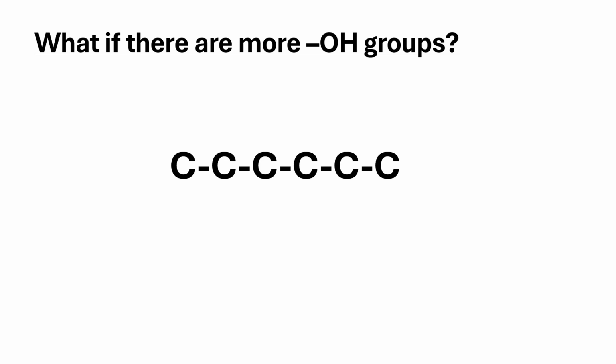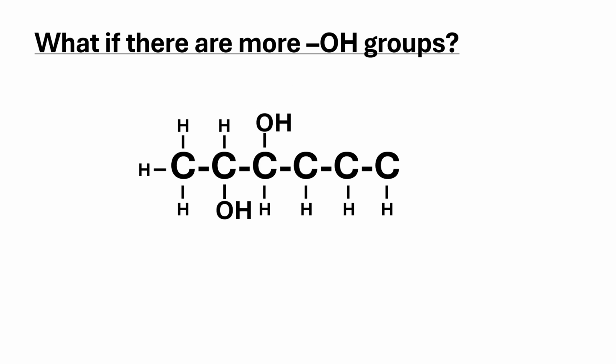Okay, we are advancing a little bit more. What happens if we have more than one OH group? So we'll have OH here and another one here and adding hydrogens. And having 6 carbons in the main chain, we will start with a prefix with hex.